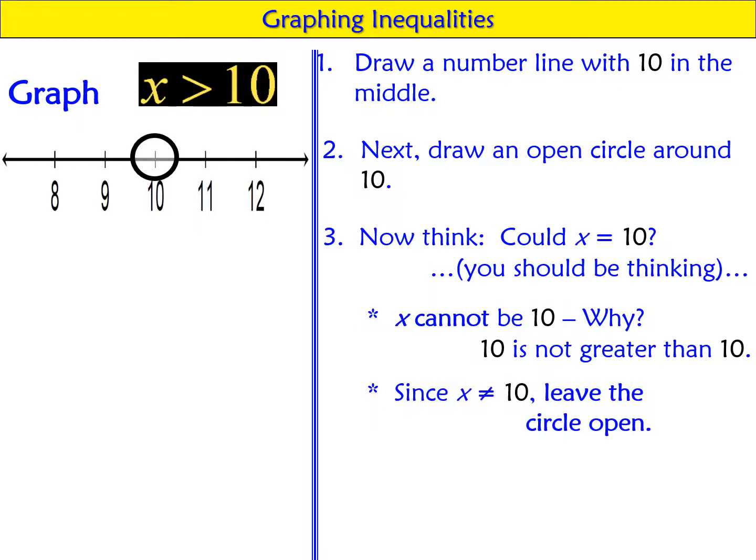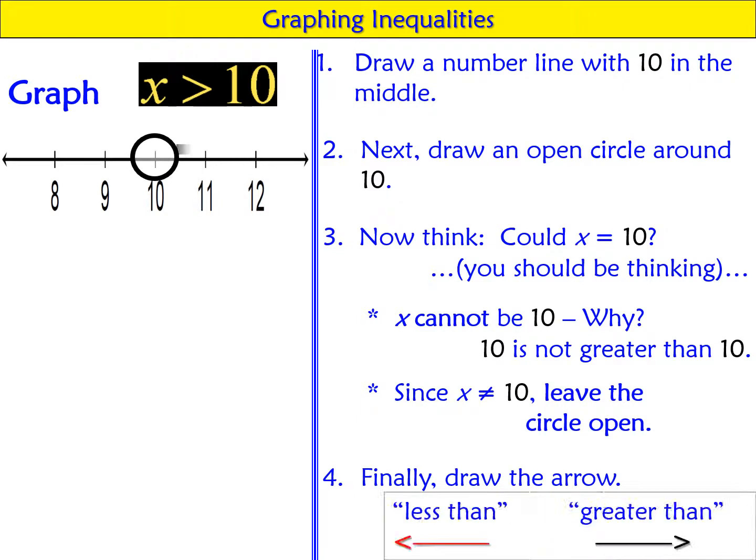But since x is greater than 10, we need to put an arrow on that number line to indicate all the values that x could be, all the numbers greater than 10. And there you go.